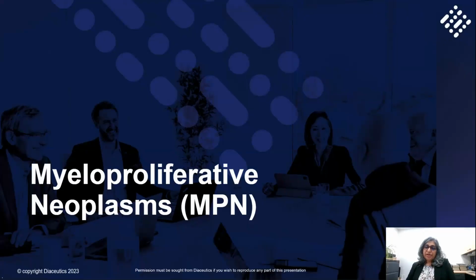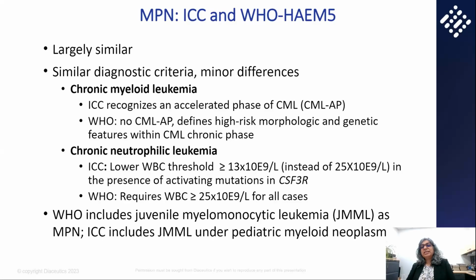The last category we'll very briefly talk about is myeloproliferative neoplasms. And this category is actually the least problematic between the two classifications. They're largely similar, with similar diagnostic criteria. There are really very minor differences, and those differences are in chronic myeloid leukemia. ICC continues to recognize an accelerated phase. WHO does not, and WHO actually defines high-risk morphologic and genetic features within CML chronic phase. Essentially, they're saying the same thing, but just calling it different things.